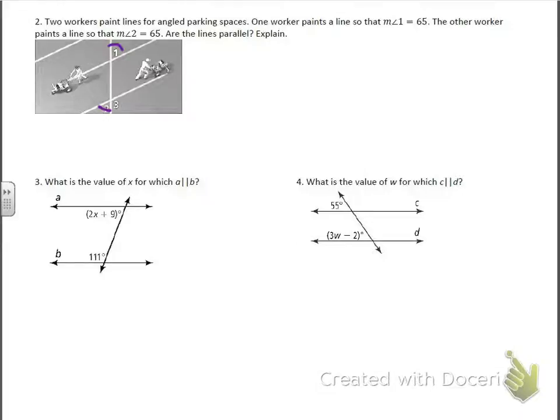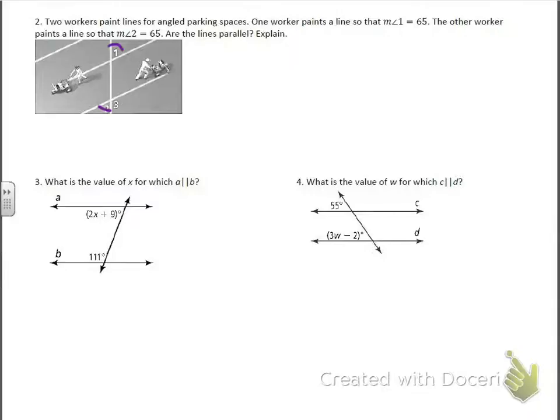Yes. Why? What types of angles do 1 and 2 form, Jen? Alternate exterior angles. And which theorem did you use to prove that the 2 lines are parallel? The converse of the alternate exterior angle theorem. Make sense? That's really all you have to do.